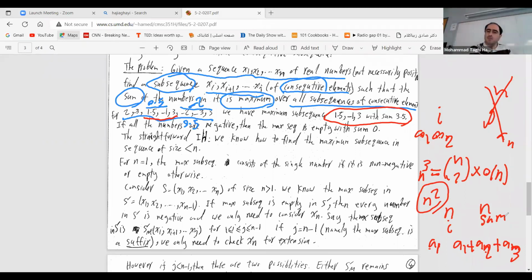So this, the running time would be n squared, and this is n to the 3. This is the naive algorithm. So we got first n cube, then n square. Now we want to see, can we do better than that?